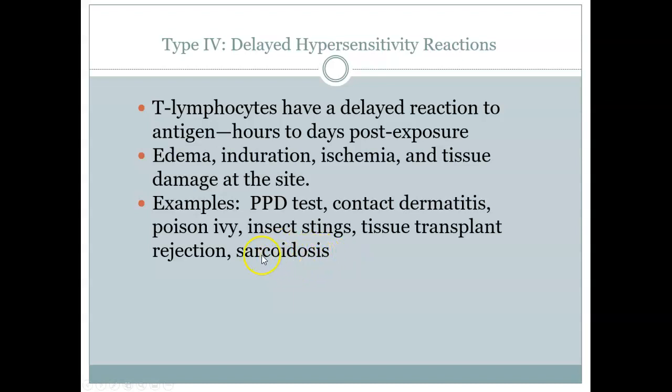Insect stings can trigger this, and tissue transplant rejection, and a lung disorder called sarcoidosis, where an antigen has been exposed inside the lung, and it causes this delayed hypersensitivity reaction that causes the patient to develop sarcoidosis.